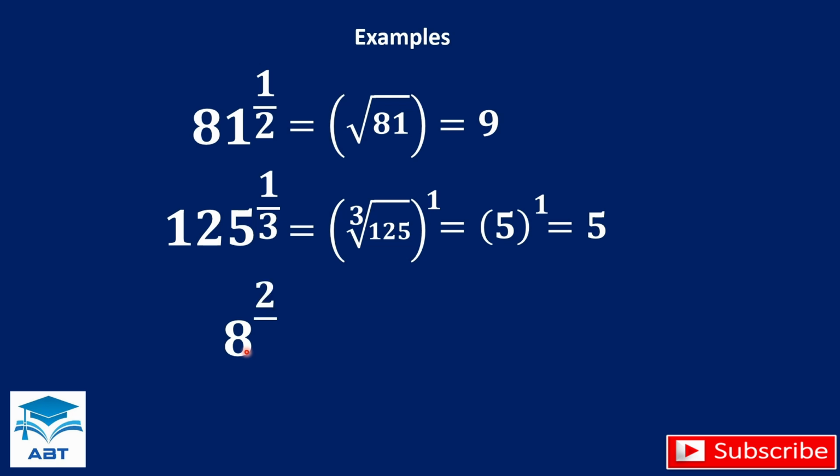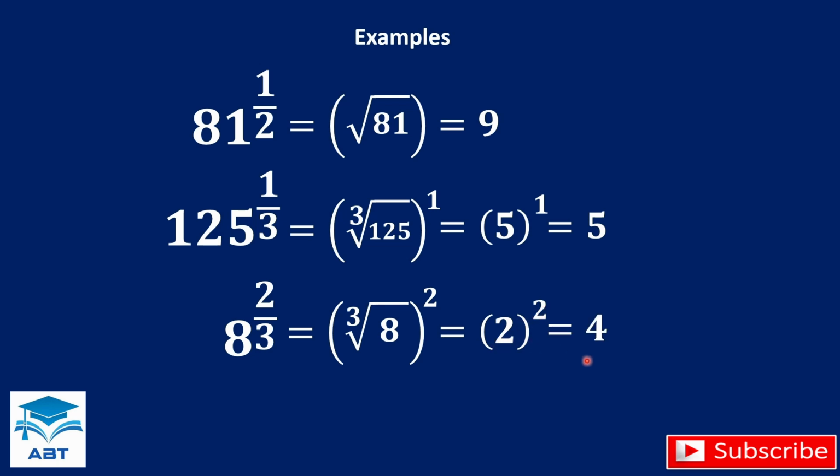The next one, we have 8 exponent 2 divided by 3. So according to the rule, we open the root, put the base, which is 8, under the root, and the denominator of the fractional exponent comes here, and the numerator of the exponent 2 comes here. And the cube root of 8 means what number will multiply itself 3 times to give us 8, and it's 2. But remember, we have an exponent of 2 here. 2 raised to the power 2 means 2 is multiplying itself twice. 2 times 2 is 4.